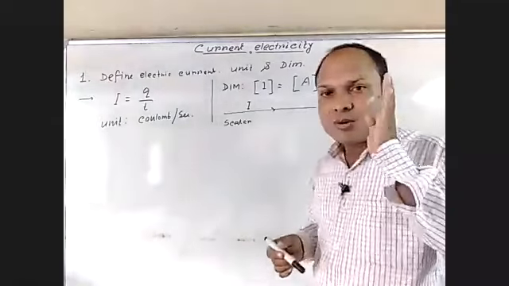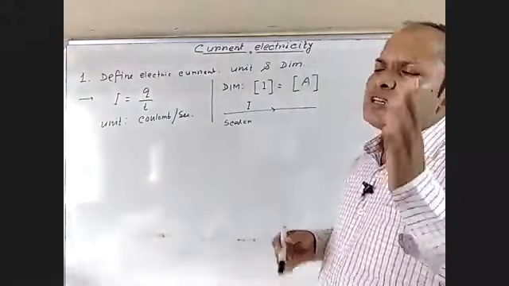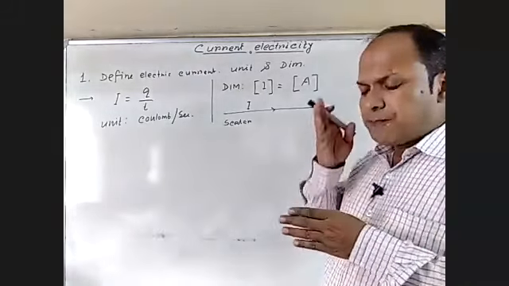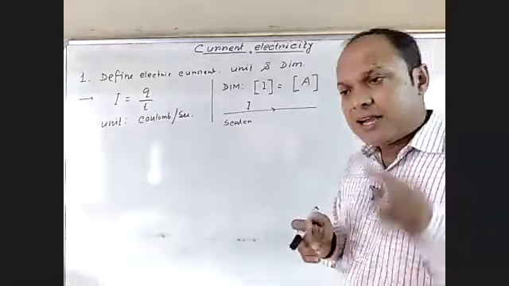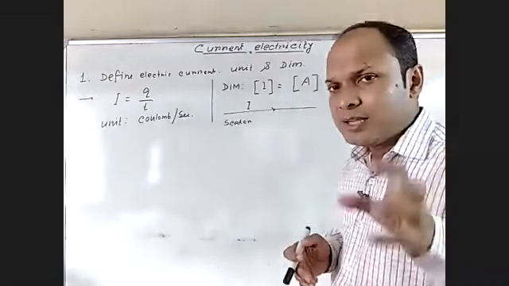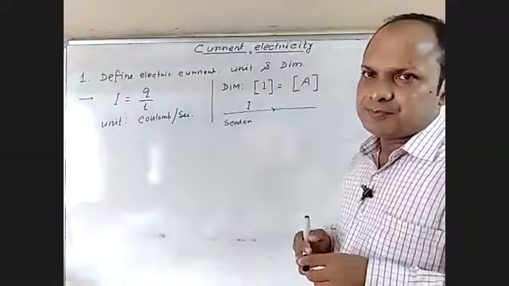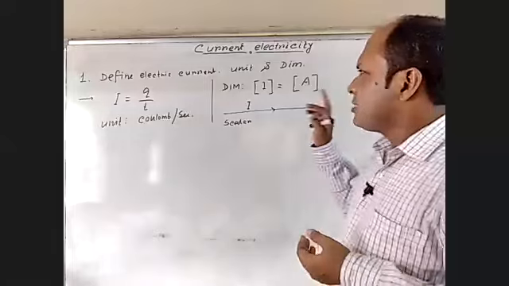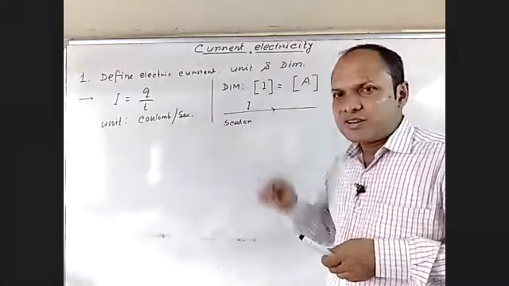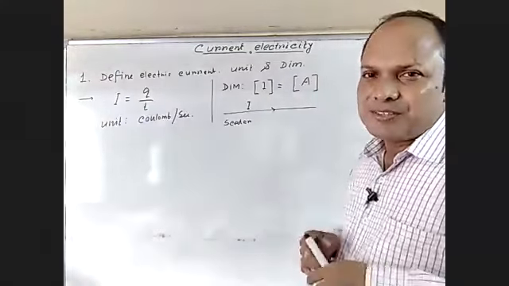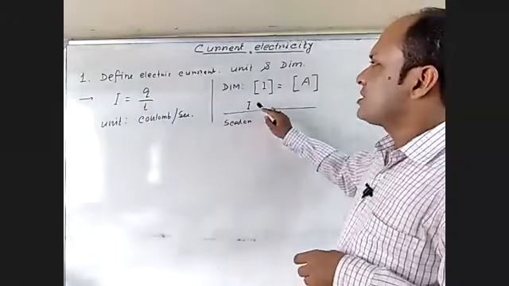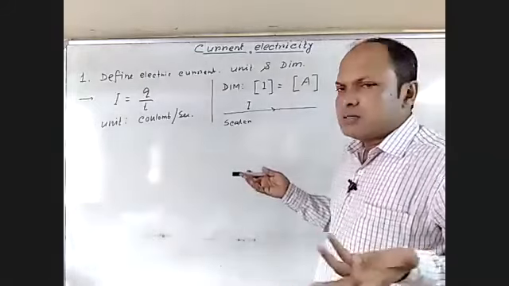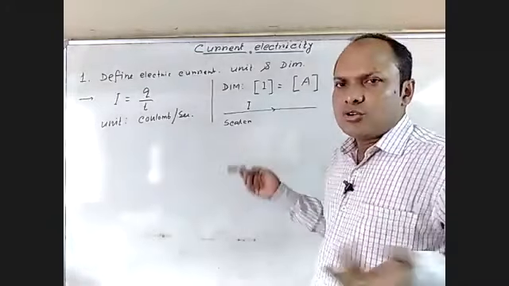Whenever quantities are vectors, they have direction, and side by side they also obey the laws of vectors, the distributive law, the associative law. All the vector laws should be followed by them. But in case of current electricity, the laws are not obeyed. That's why current will not be a vector quantity. You may ask, how is it not obeying the vector laws?